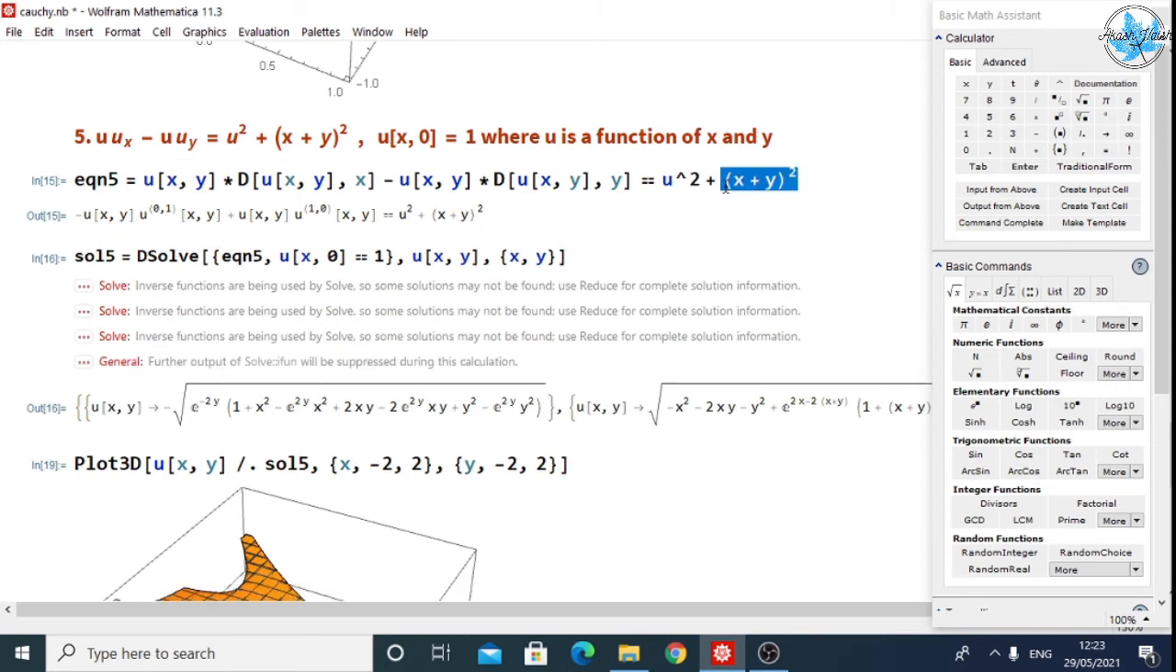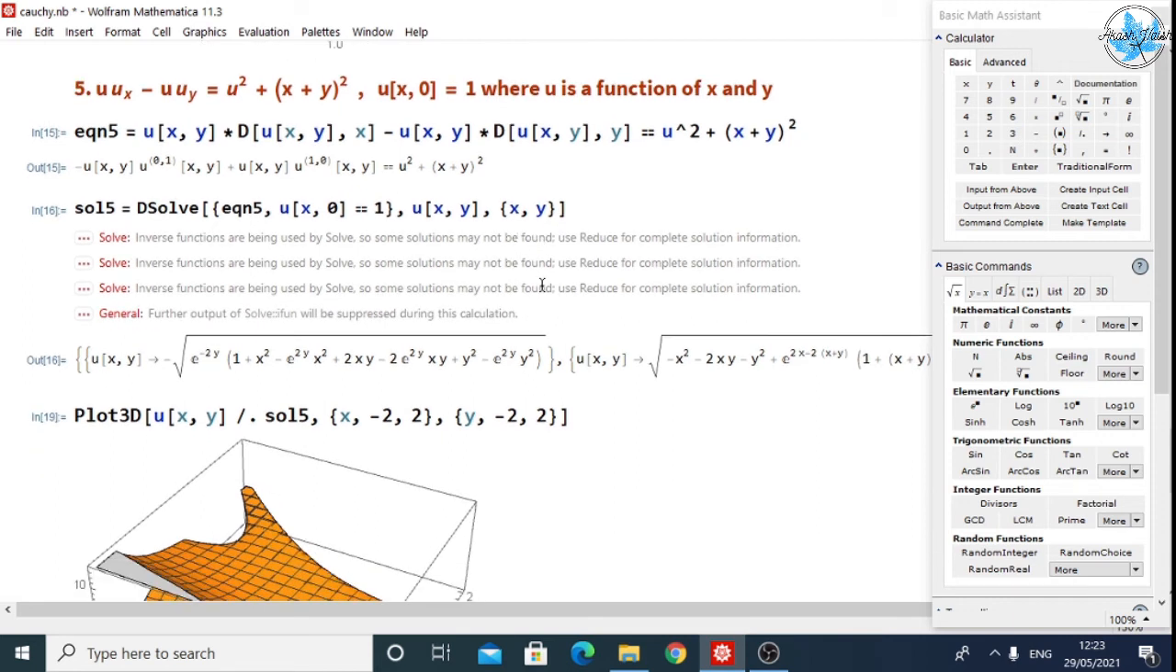Then to solve this equation, just write the DSolve command, and after that equation 5, and here the initial condition is given as u of x comma 0 is equal to 1. Here the teacher can also give you u of x comma y is equal to 1, where y is equal to 0. So the meaning would be the same. So we will write here u of x comma 0 double equals 1, then u of x comma y, bracket x comma y.